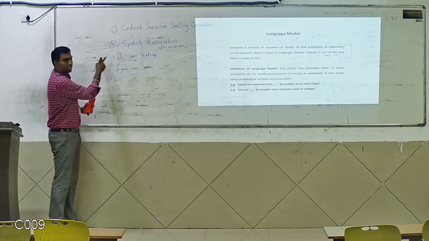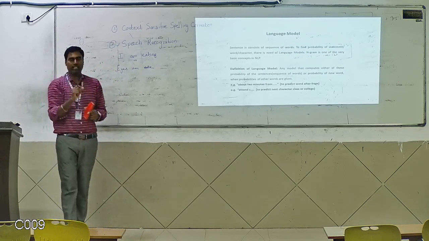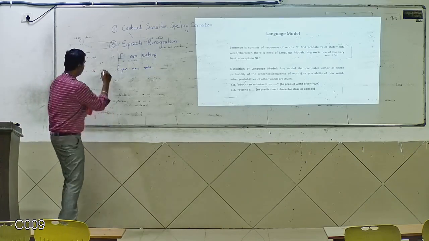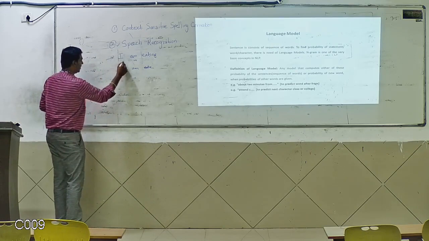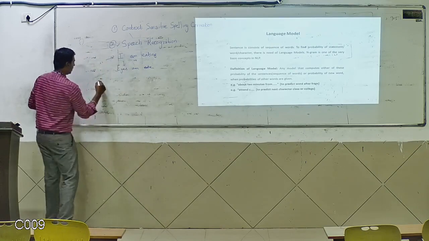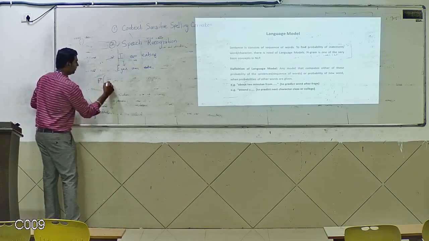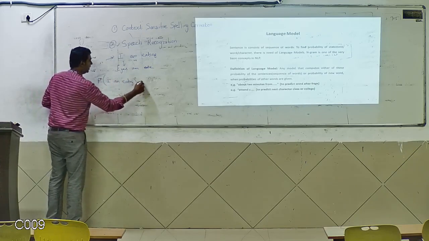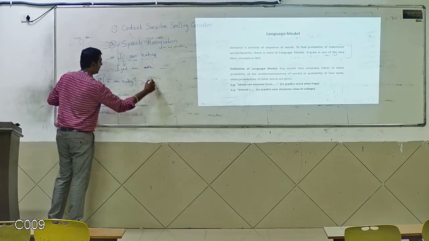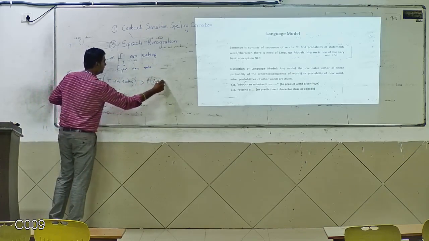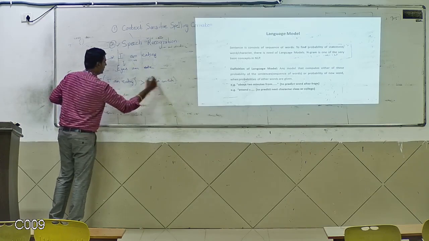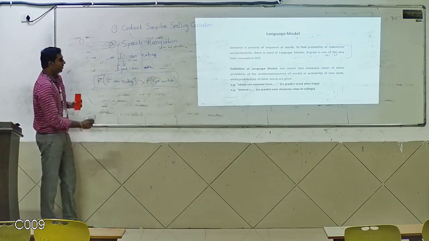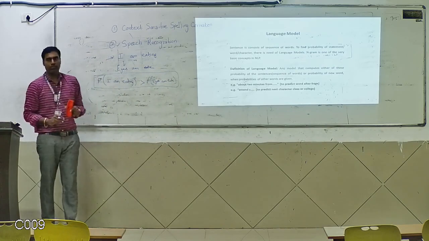Here I need an interpreter to tell the system that this is the most expected one rather than that one. That means the probability of occurrence of this word or sentence is higher than the probability of occurrence of this particular sentence. For analyzing this, we need a language model.